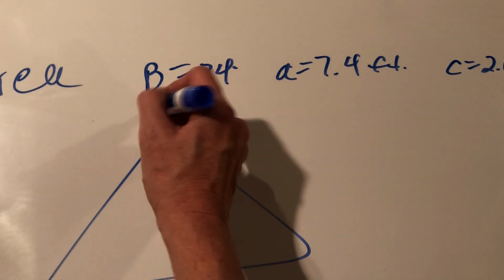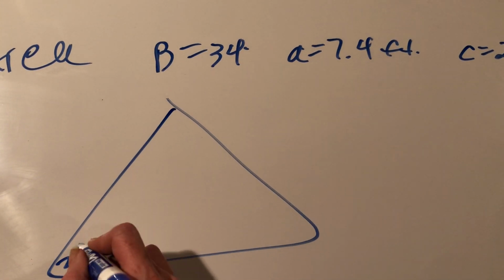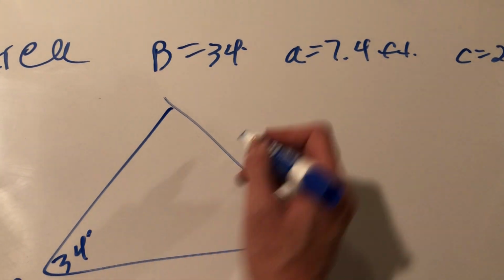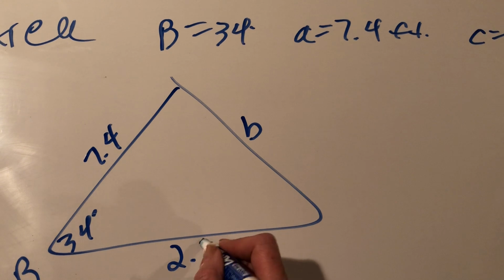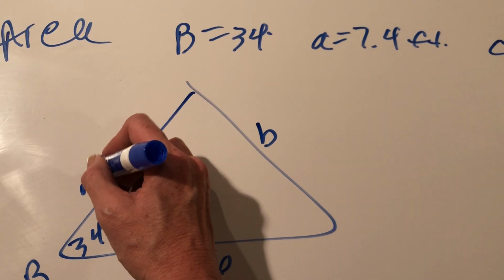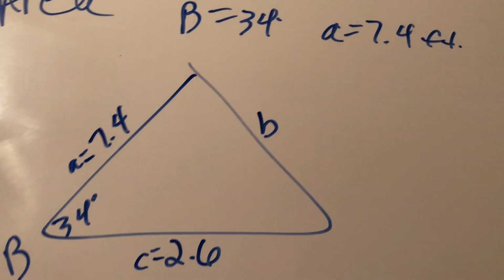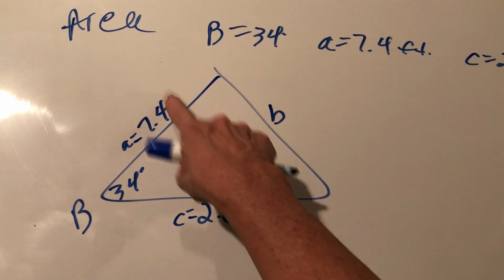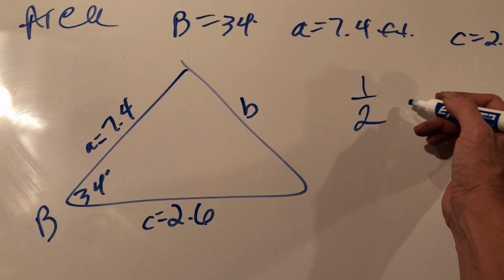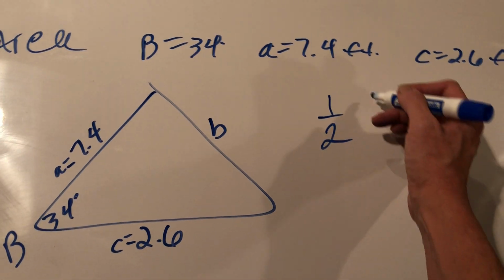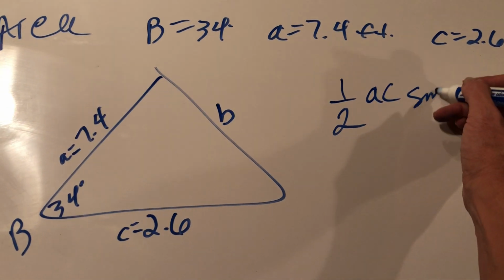So if I drew this triangle, here's B and it's 34 degrees, and then side B is over here. So that means A is here and C is here. This is A, this is little a, this is little c. So when you have the two sides and the angle between, you can do 1/2 times the two sides. So here they're AC and then sine of B.